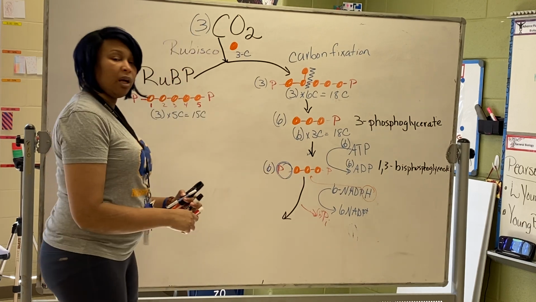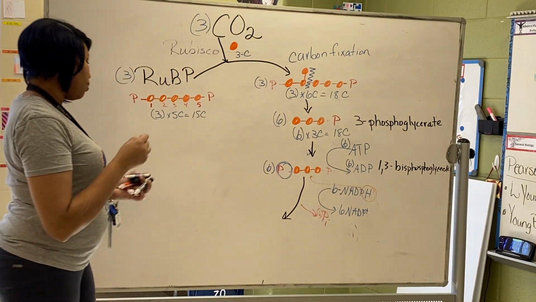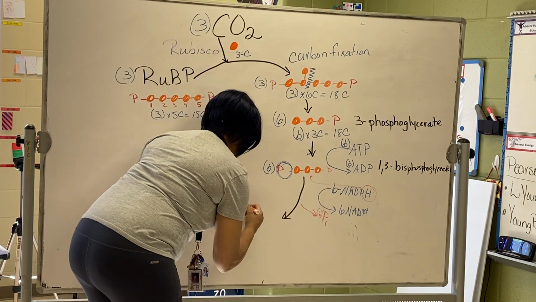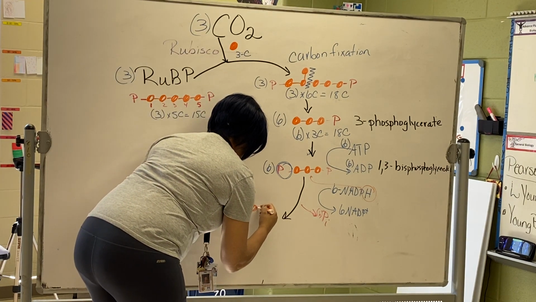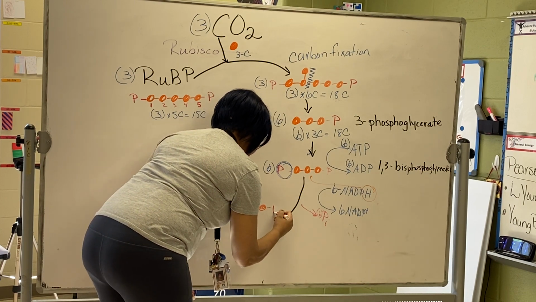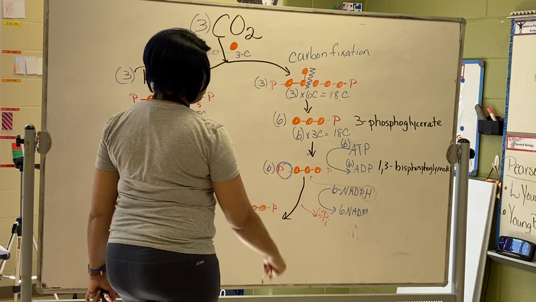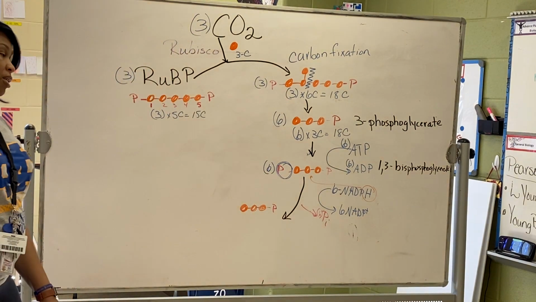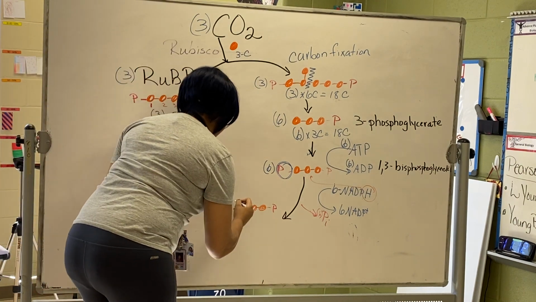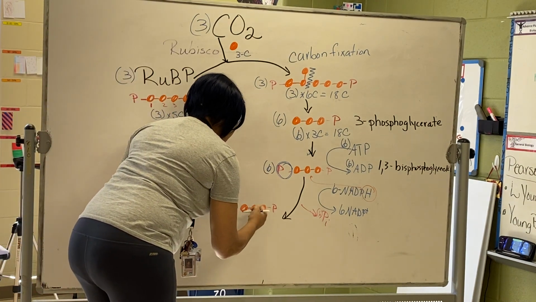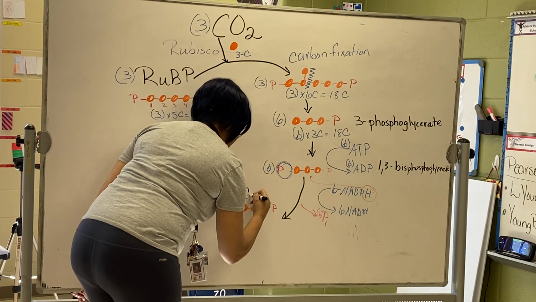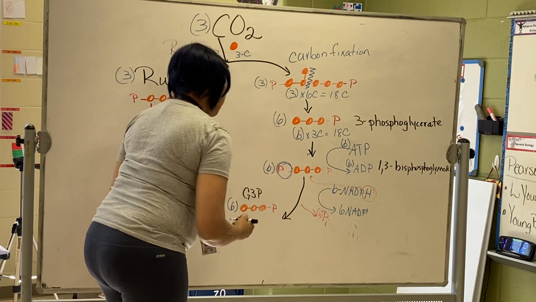The molecule that I'm left with is glyceraldehyde 3-phosphate. So glyceraldehyde 3-phosphate is a 3-carbon sugar. The phosphate is on the number 3 carbon, because remember we got rid of the one that we added to the number 1 carbon. And I have a total of 6 of these because I've done it 6 times. All right, so this is G3P, or glyceraldehyde 3-phosphate.